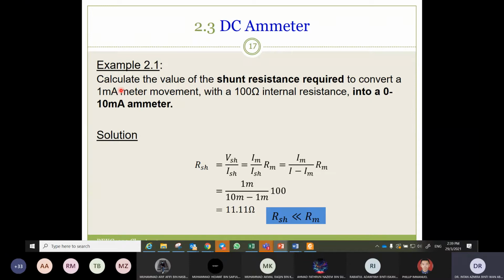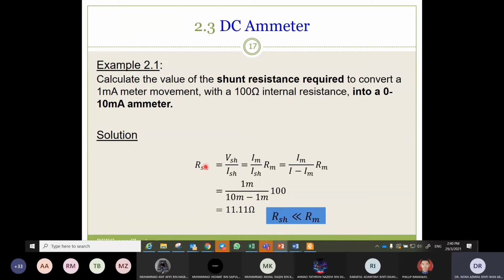The IM and RM are given. So 1 milliamp meter movement is IM, and 100 ohm internal resistance is RM. Please take note of the sentence: calculate the value of the shunt resistance required to convert a 1 milliammeter movement. When you see the term meter movement, it refers to the PMMC construction. So 1 milliamp is IM with 100 ohm as RM. The question is to find R shunt.